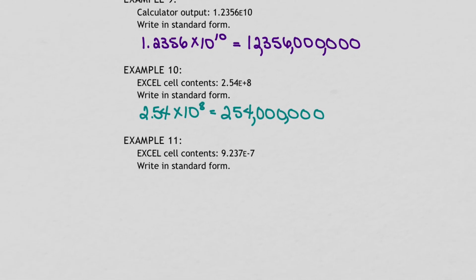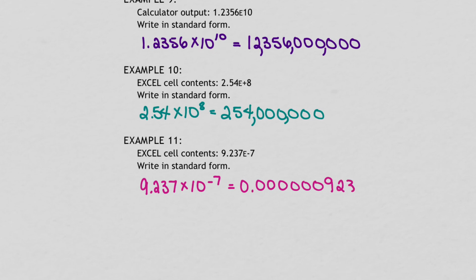And then the last one is negative. We have 9.237 e negative 7. So that would be 9.237 times 10 to the negative 7. And so start counting. 1, 2, 3, 4, 5, 6, 7. The 9 goes in the 7th spot. And then 2, 3, 7. And notice we do not put commas with decimals, big decimals like this.